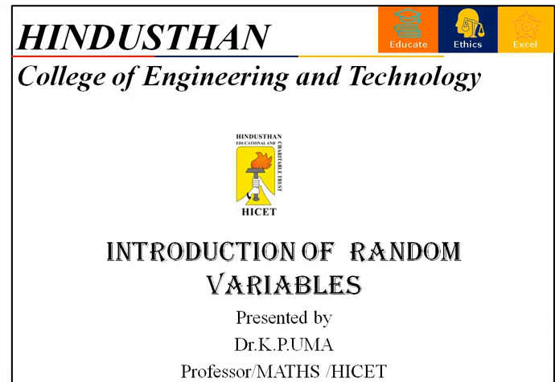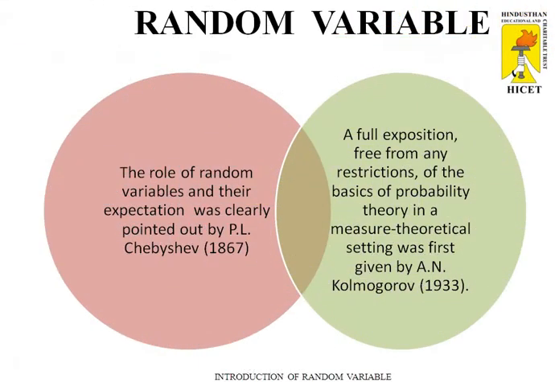In this video, I'll be discussing random variables. In probability and statistics, a random variable is described informally as a variable whose values depend on outcomes of random phenomena. The formal mathematical treatment of random variables is a topic in probability theory.